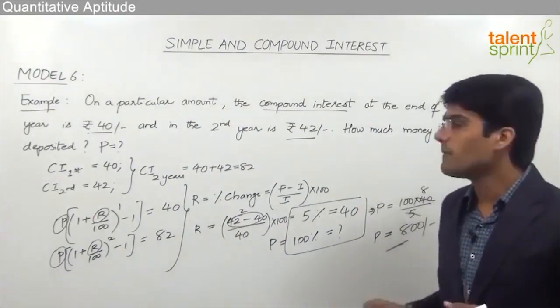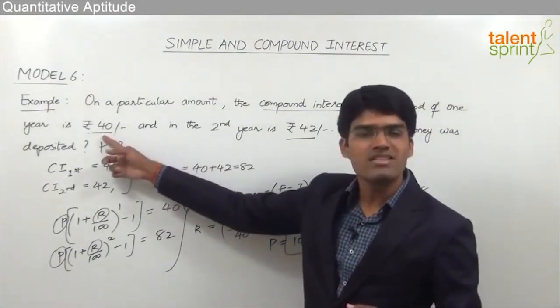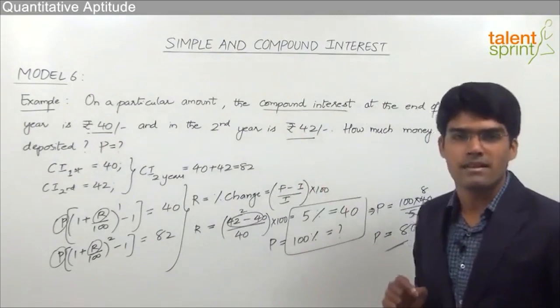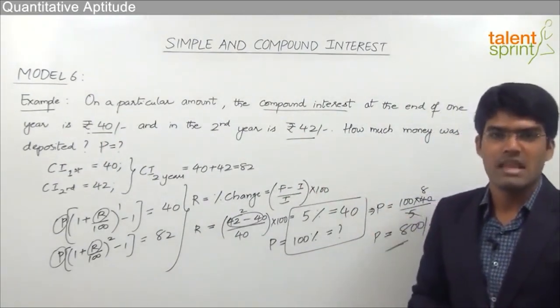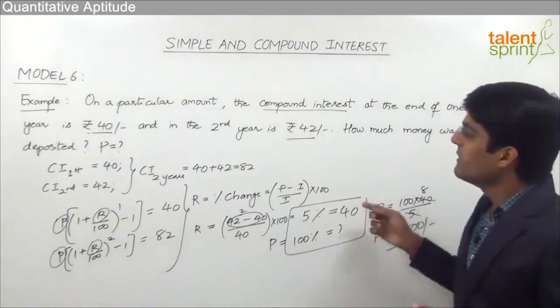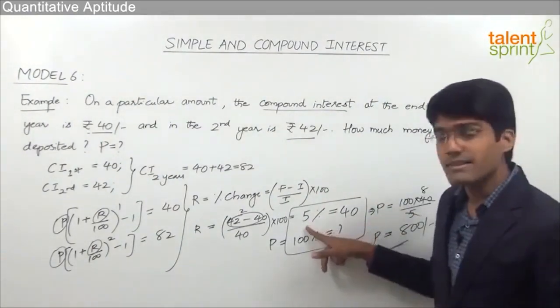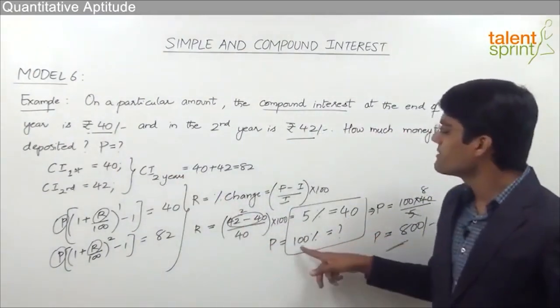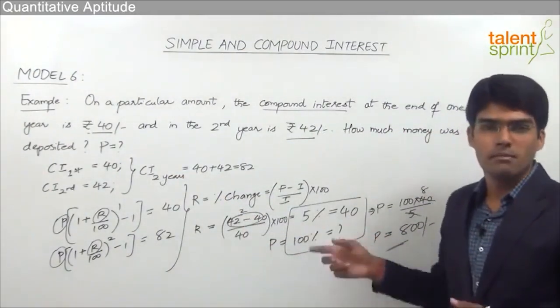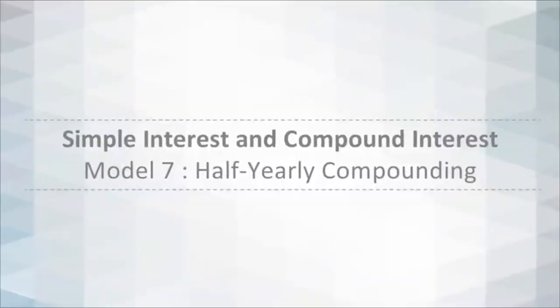The first step here is find out the percentage change between first year's compound interest and second year's compound interest. That is nothing but the rate of interest in terms of percentage. And once we get the rate of interest, we can equate that rate of interest to the value that we have obtained in first year, that is 40 rupees. And principal 100% can be calculated by cross multiplication.